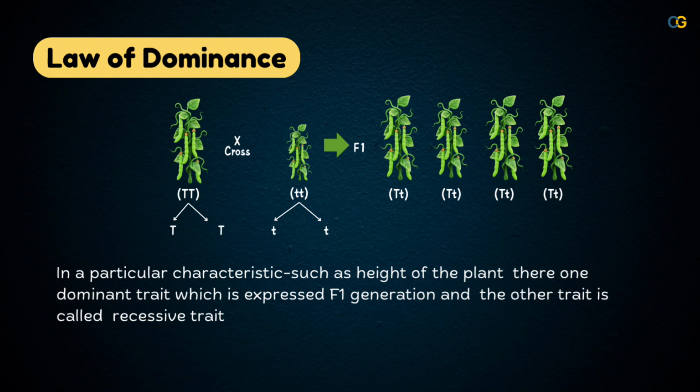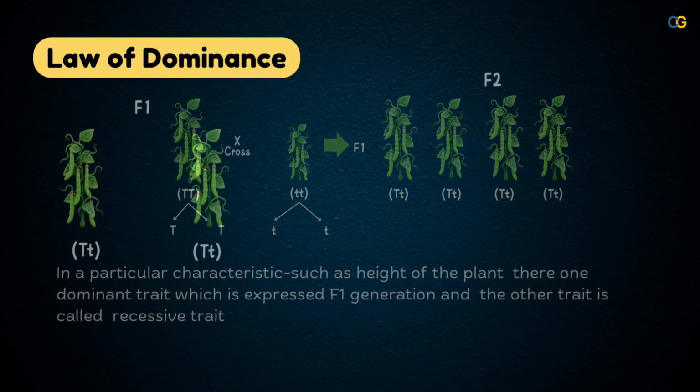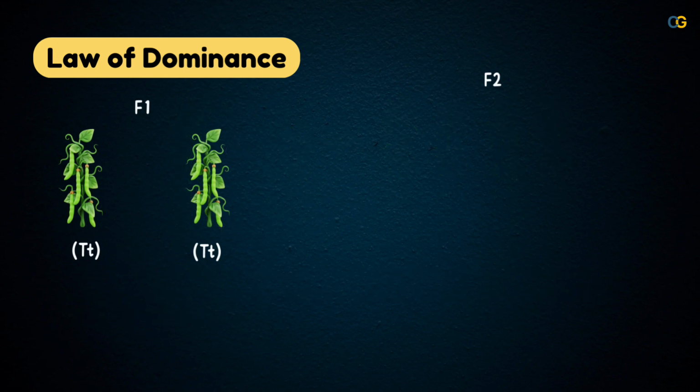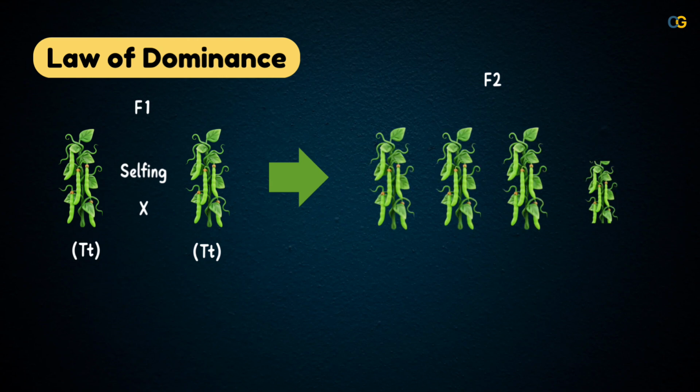Mendel wanted to confirm if this theory is true and performed another experiment on the same plant, where he took two tall plants from the F1 generation and selfed them with each other. When he selfed them, he got 3 tall plants and 1 short plant. This was also shocking to him, how the tall plants were more than the short plant.